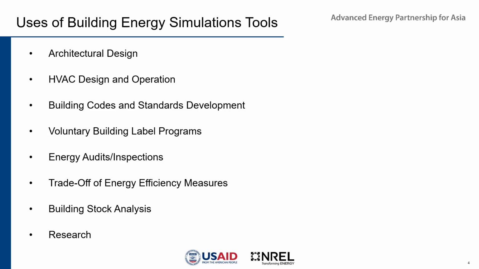This next one is essentially architectural design. So can you trade off different energy efficiency measures? Building stock analysis is a major part of doing the bottom-up simulations and load prediction and forecasts, and certainly for research. So when we are performing research to determine if certain measures would be advantageous or disadvantageous. For example, if you should consider cool roofs, white roofs to reflect solar radiation in hot climates, you can determine the benefits during the summer and maybe the penalties that you may have in the winter time when we actually would like to have solar radiation on the roof.